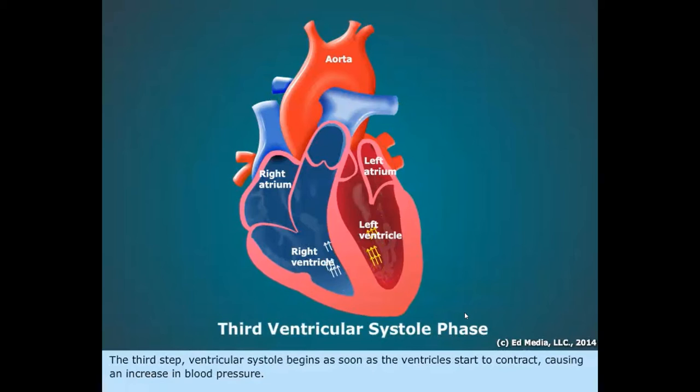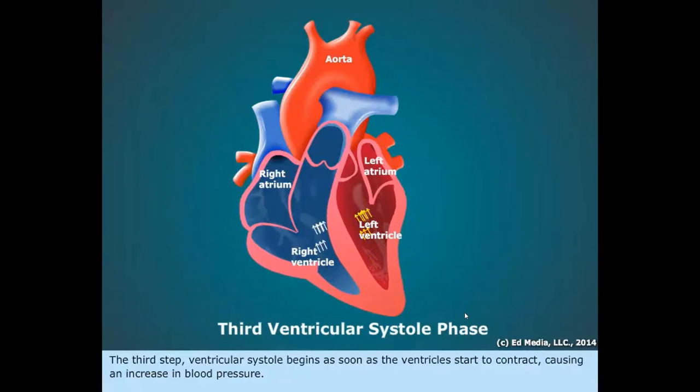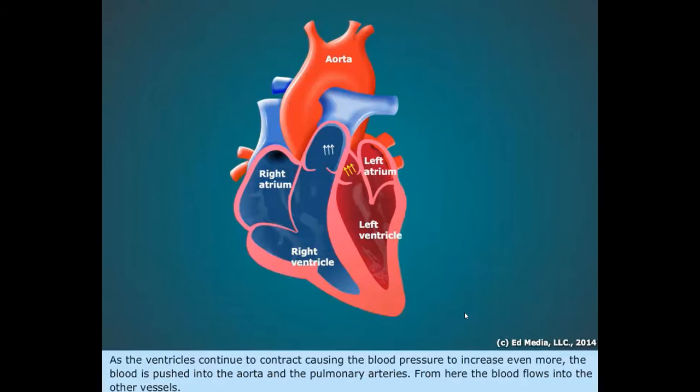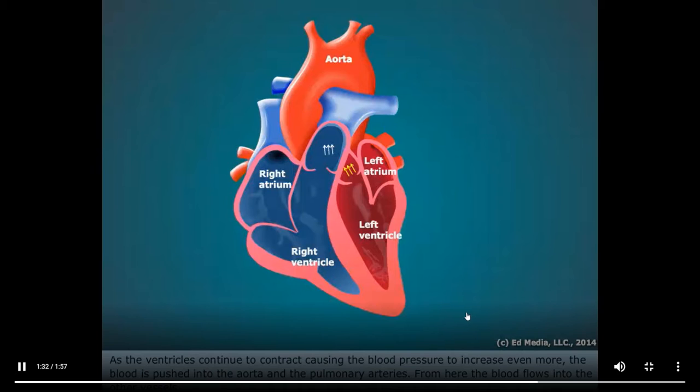The third step, ventricular systole, begins as soon as the ventricles start to contract, causing an increase in blood pressure. When the blood pressure increases in the ventricles, the semilunar valves are forced to open. The atrioventricular valve snaps shut and the atria begin to relax and refill with blood. As the ventricles continue to contract, causing the blood pressure to increase even more, the blood is pushed into the aorta and the pulmonary arteries. From here, the blood flows into the other vessels.